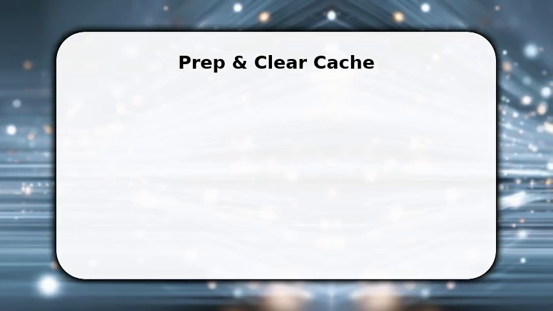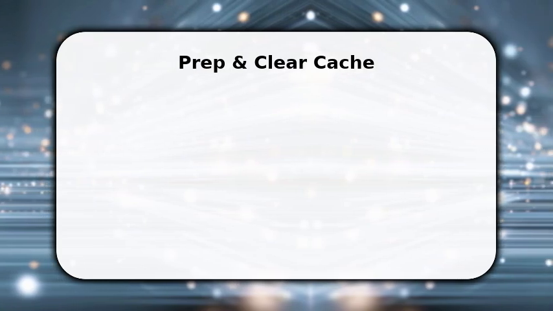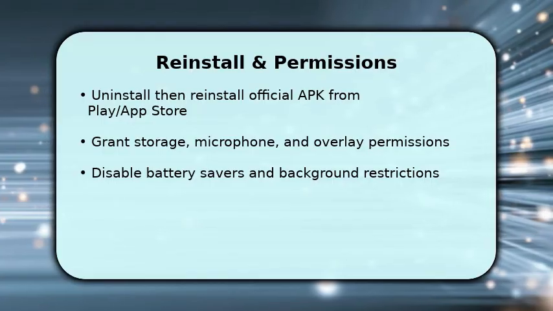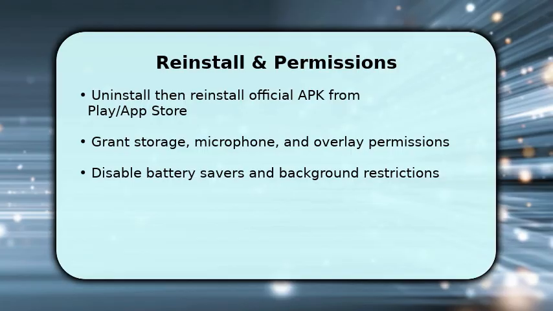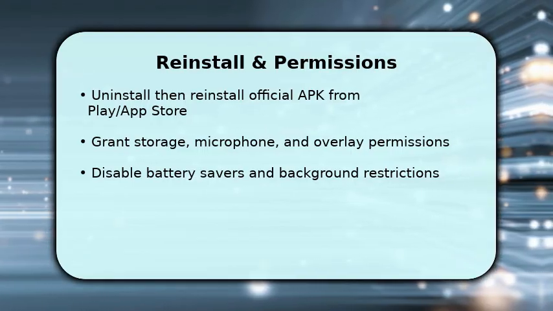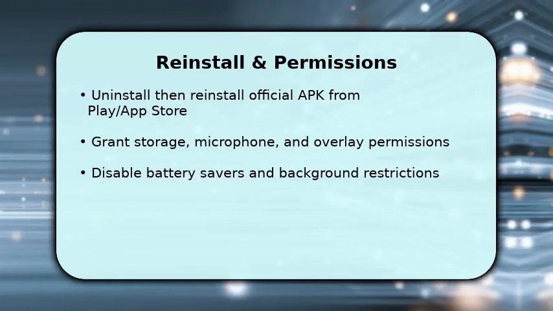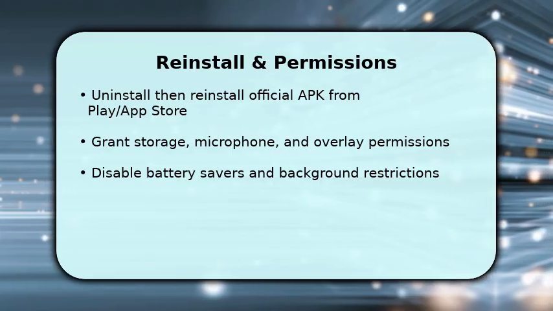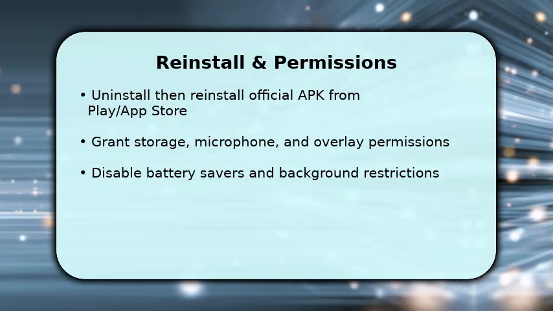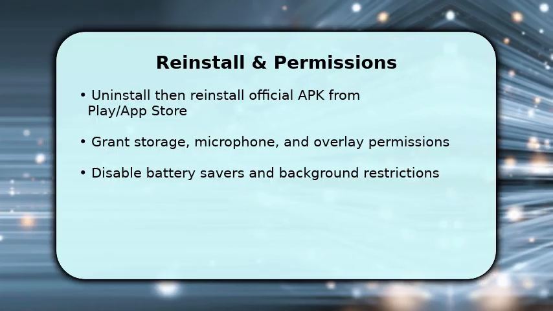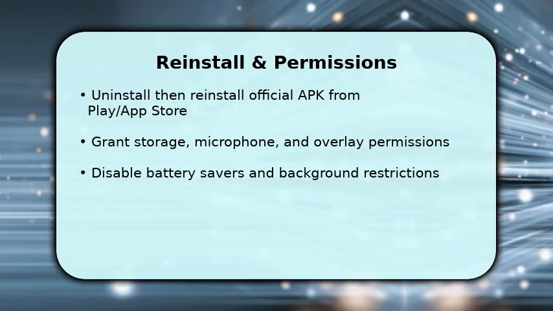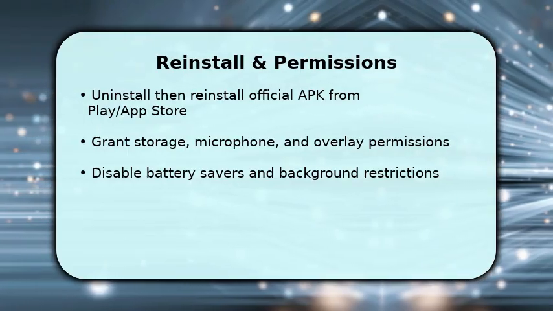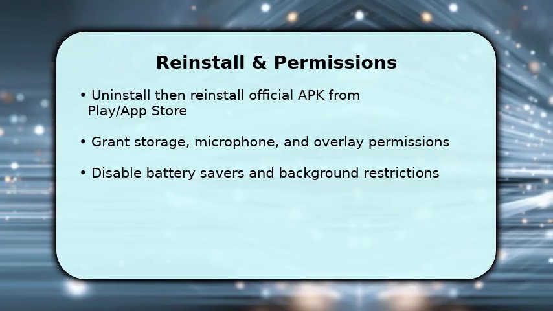You should fully uninstall and then reinstall Alight Motion from the official store to clear corrupted binaries. After reinstalling, grant required permissions: storage, microphone, and overlay, because missing rights can cause silent crashes. Also disable battery saver, low power modes, and background restrictions for the app so Android or iOS won't kill rendering threads. If you use an SD card, move the app to internal storage or adjust storage settings. These steps stabilize rendering and file access during export.